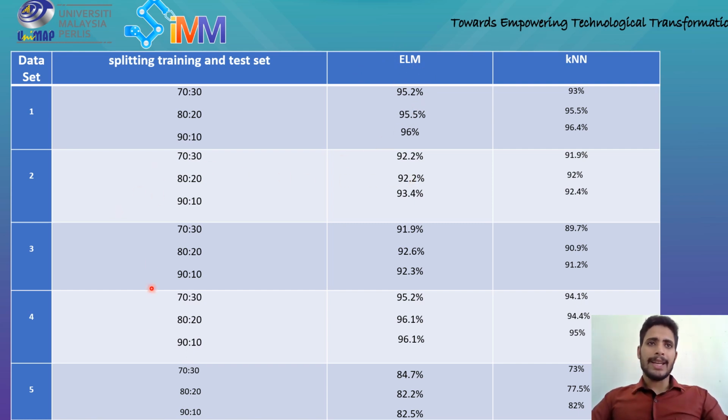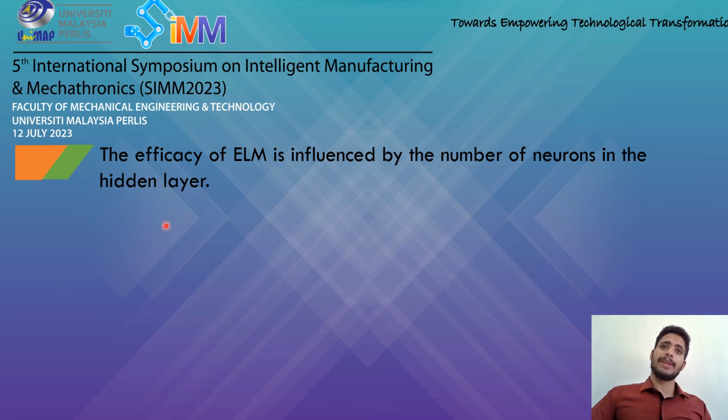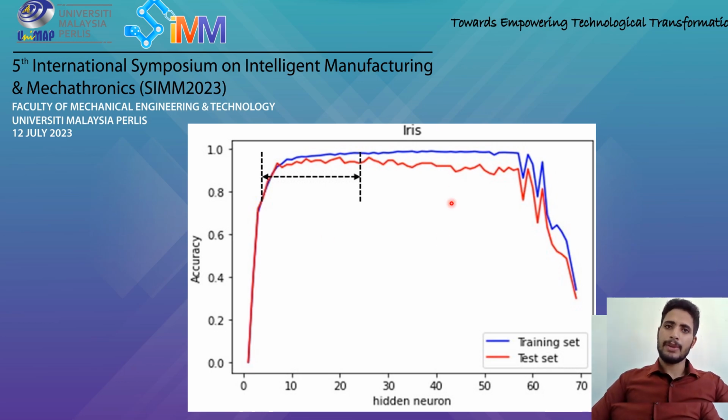So we can go through all this data on the same concept. I think graphically we can see here that the efficiency of ELM is actually depending also on the number of neurons in the hidden layer. As everybody knows, we have an input layer, then a hidden layer, and then the output layer. So in the hidden layer we need to set how many neurons should be in this hidden layer. So we also did the experiment on iris here, and this x-axis shows the number of hidden neurons, and the y-axis shows the accuracy.